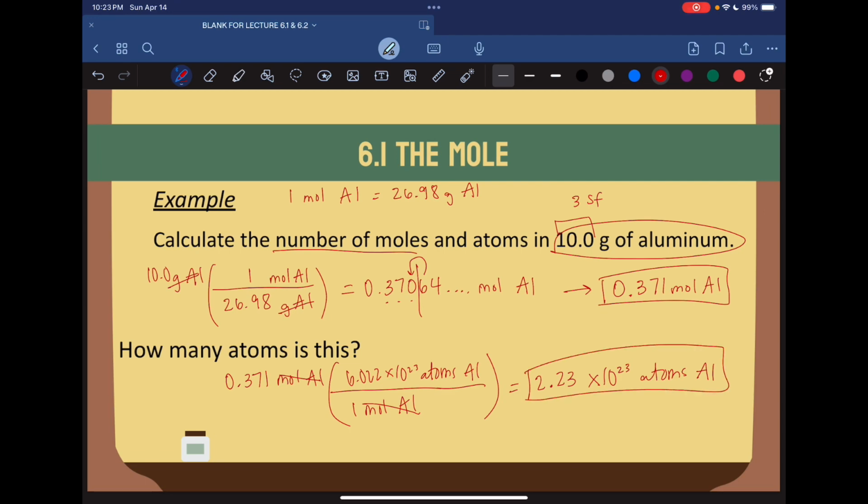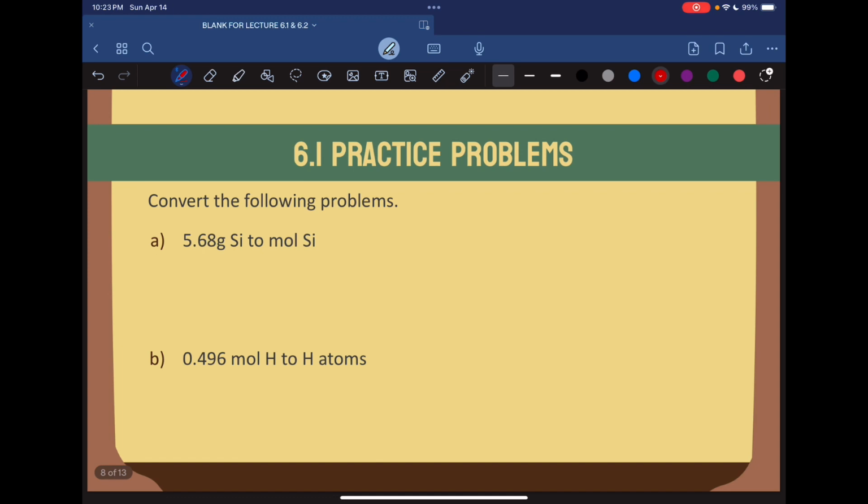Great job. Now, here are some wonderful practice problems. Convert the following problems: 5.68 grams of silicon to moles of silicon and 0.496 moles of helium. Well, actually, that's hydrogen. Hydrogen to hydrogen atoms. Pause and then press play.